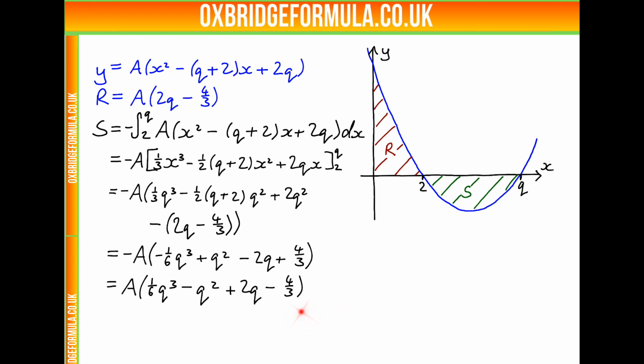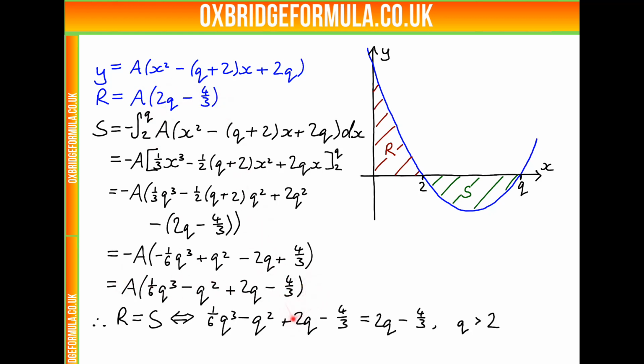Now if we remember, the question asks us to find the case R equals S. So we have the area of region R, the area of region S, and we can see that these will be equal exactly when these 2 expressions are equal to each other. So we want to find the value of q, which we're told is strictly greater than 2, which satisfies this equation. So our task now is to solve this equation.